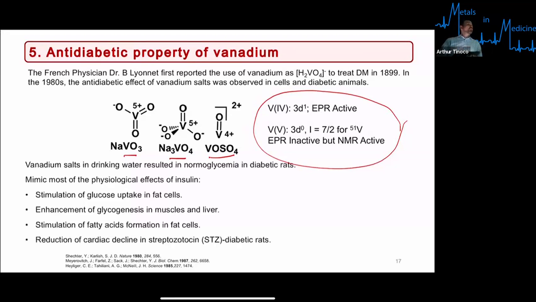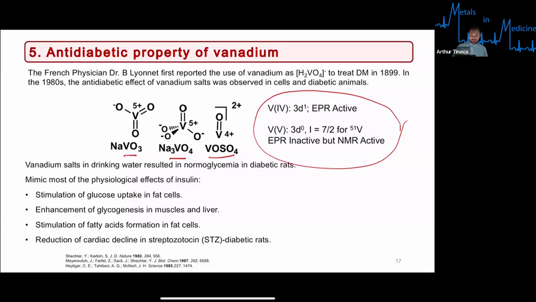Okay, so what are some of the features observed for these vanadium salts? Well, it was observed that if you place these salts in drinking water, it resulted in normoglycemia. So what does that mean? Basically, it helped to reduce the level of glucose in diabetic rat models. And so at the time, this is early on in the study of vanadium, vanadium was referred to as a mimic of insulin because it did appear to mimic the physiological effects of insulin.